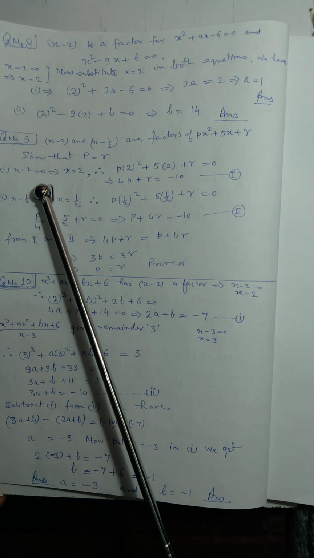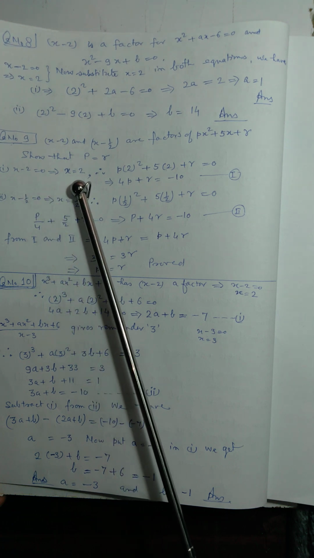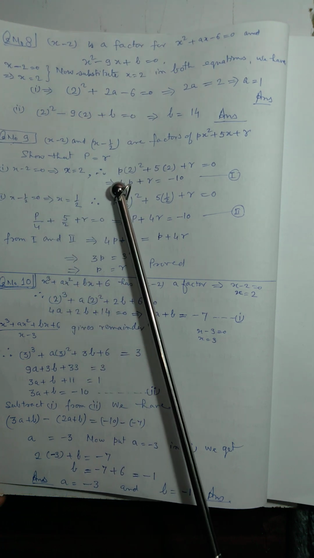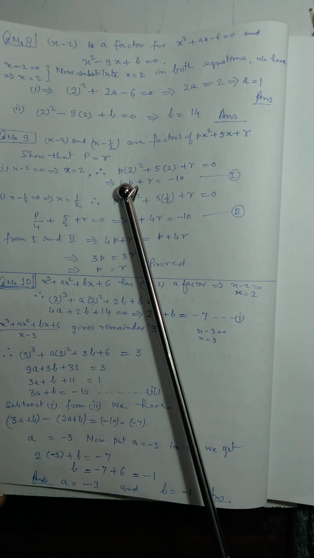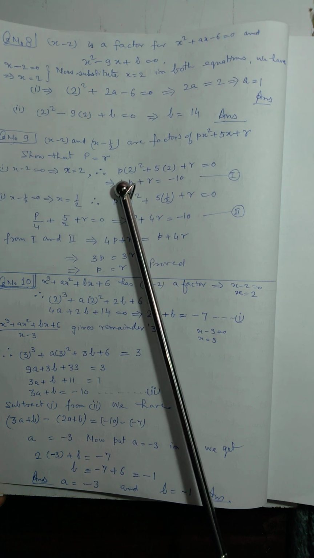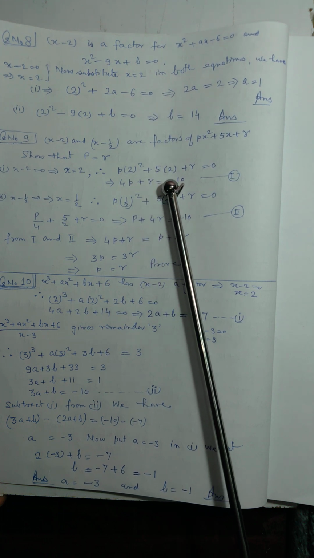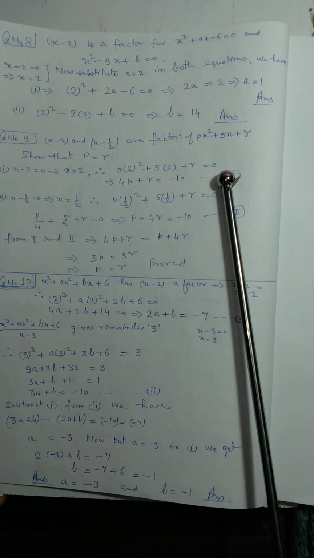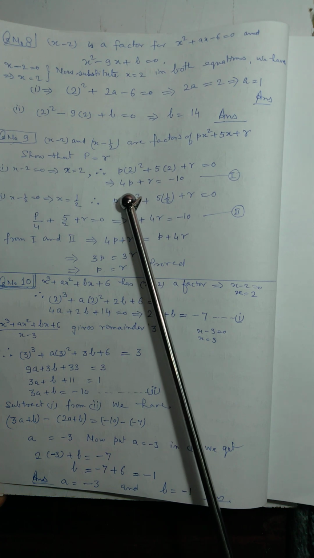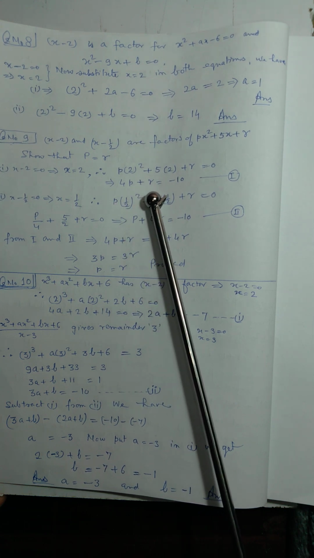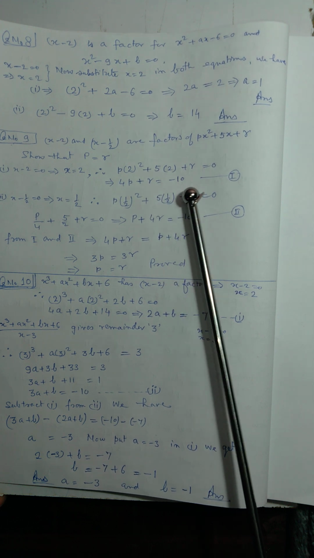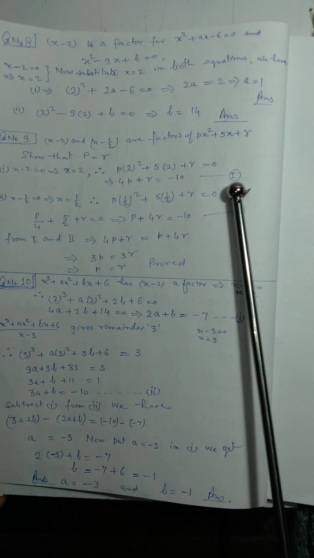Now x minus 2 is equal to 0, so x will be equal to 2. Now substitute the value. In place of x you write down 2. So p into 2 raised to power 2 plus 5 into 2 plus r is equal to 0. So this equation can be further reduced to 4p plus r is equal to minus 10. This will be our first equation.